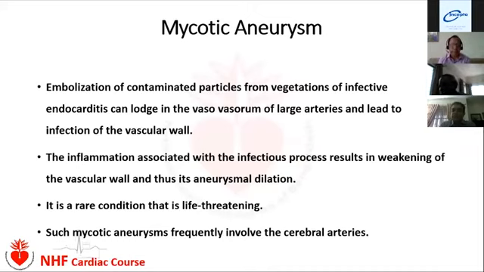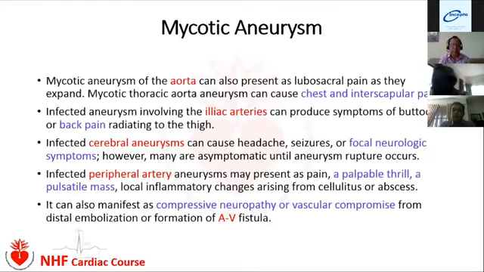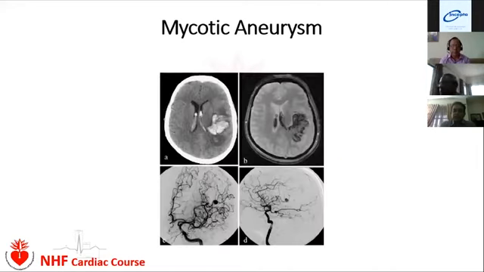This is quite a life-threatening condition and can affect all the vessels from the brain to the peripheral vasculature, giving rise to chest pain, back pain, focal neurological symptoms, and can cause a palpable thrill or pulsatile mass in the peripheral artery. This is a mycotic aneurysm in the cerebral circulation, giving rise to hemorrhagic stroke.